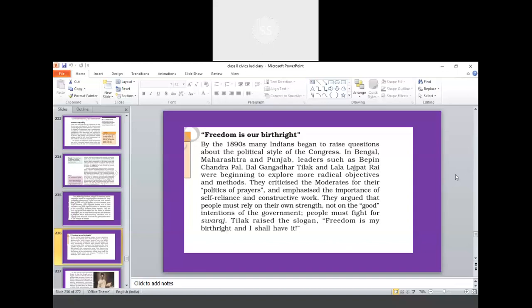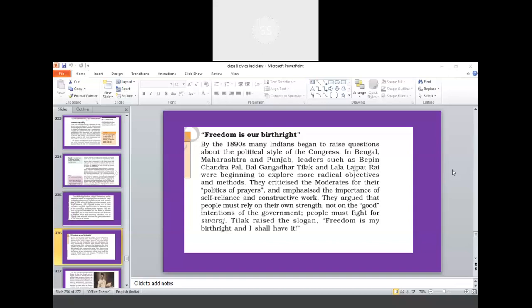They criticized whom? The moderates. Very good. They criticized moderates because they said that what moderate leaders were doing was just politics of prayers, meaning they go and pray in front of British officers. That is not correct. So the young leaders of the Indian National Congress were not happy with the moderate methods. That's why they started their own method of fighting against the British.